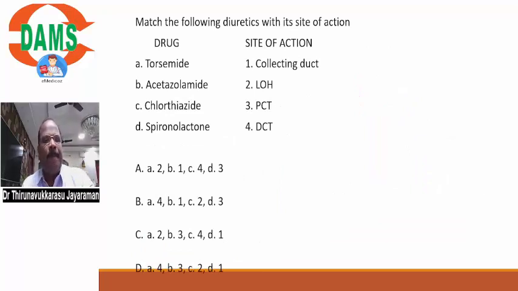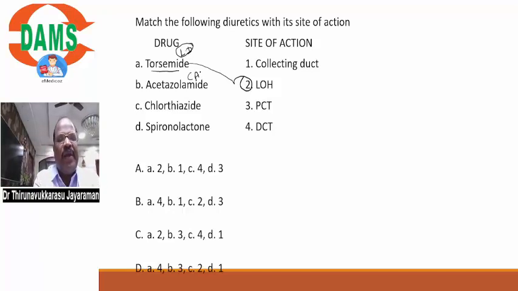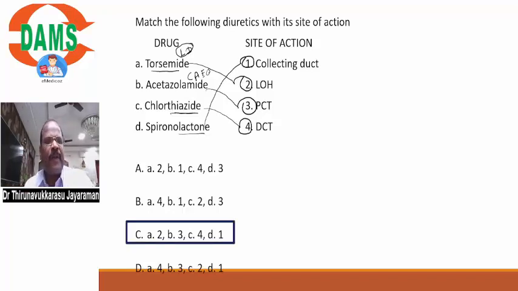Next. Match the following diuretic with the site of action. This is a very simple, straight question. Torsemide, one of the loop diuretics, acts on the loop of Henle. Acetazolamide, a carbonic anhydrase enzyme inhibitor, acts on the PCT. Thiazide diuretics act on the DCT. Spironolactone, an aldosterone antagonist, acts on the collecting duct. That's a straight question and answer.